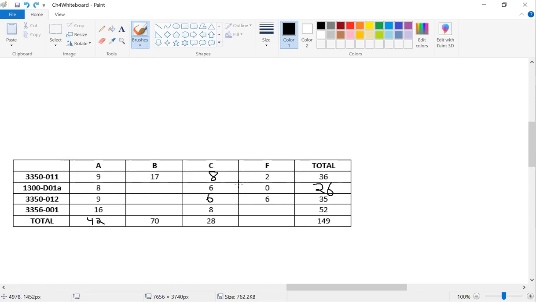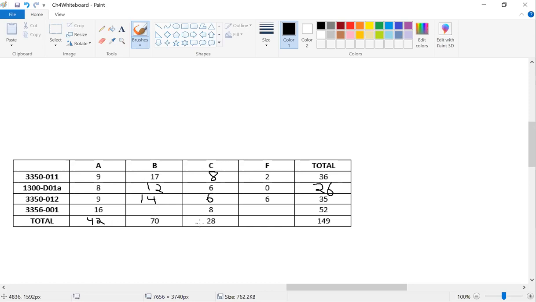8 plus this plus 6 plus 0 must be 26. 8 plus 6 is 14. Plus 0, still 14. Plus our remainder has to get 26, which means this is 12. Next row, we can now find out this one because we got the 6. 9 plus something plus 6 plus 6 has to be 35. 9 plus 6 is 15. Plus the 6, 21. That difference is 14. Final one can't do anything.